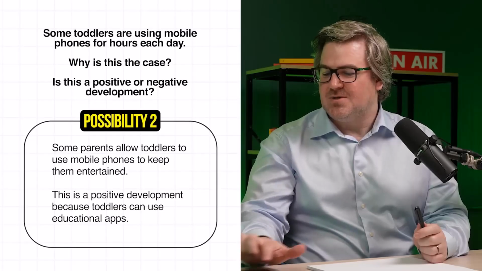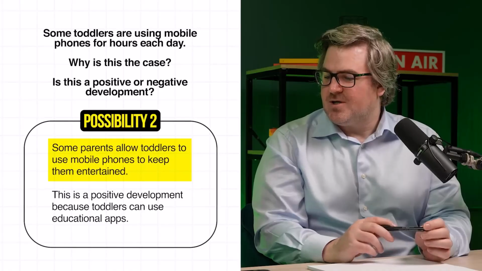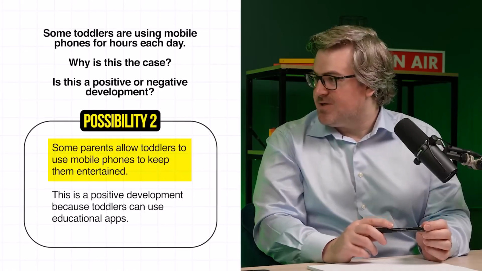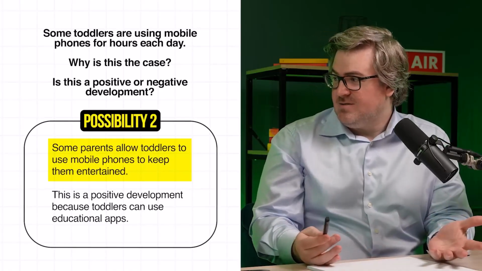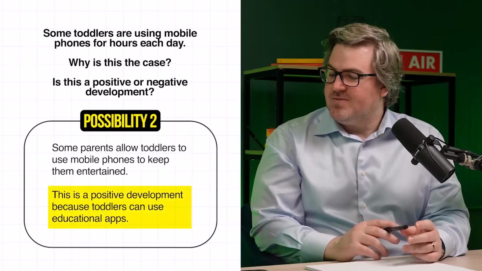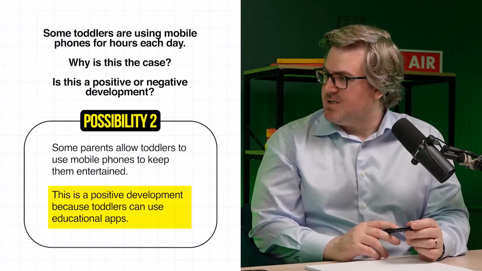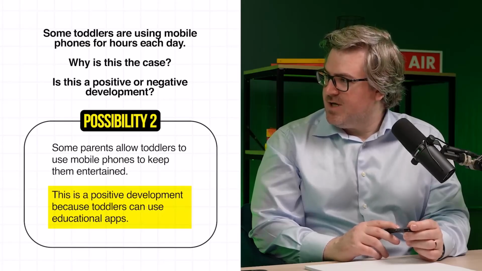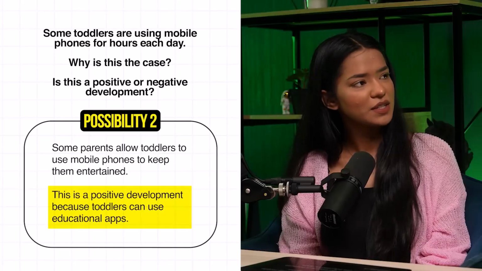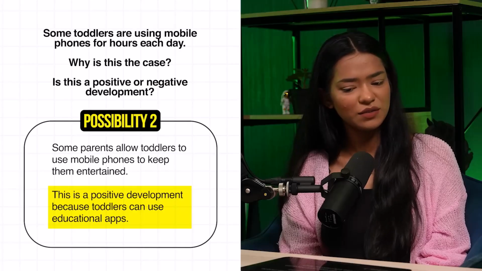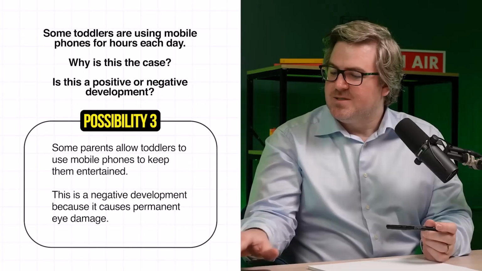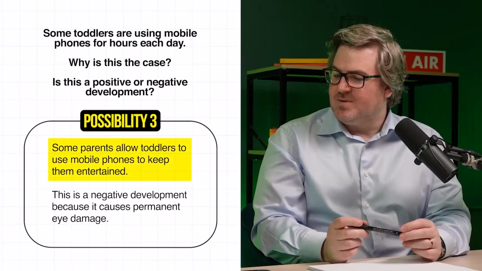So let's move on to possibility 2. Does this answer the question? Some parents allow toddlers to use mobile phones to keep them entertained. Is that a reason? I think so. This is a positive development because toddlers can use educational apps. Is this okay? I think it's subjective. Depends on what people believe. Yeah, I think it's okay. Okay, let's look at possibility 3. Some parents allow toddlers to use mobile phones to keep them entertained. That's the same thing.